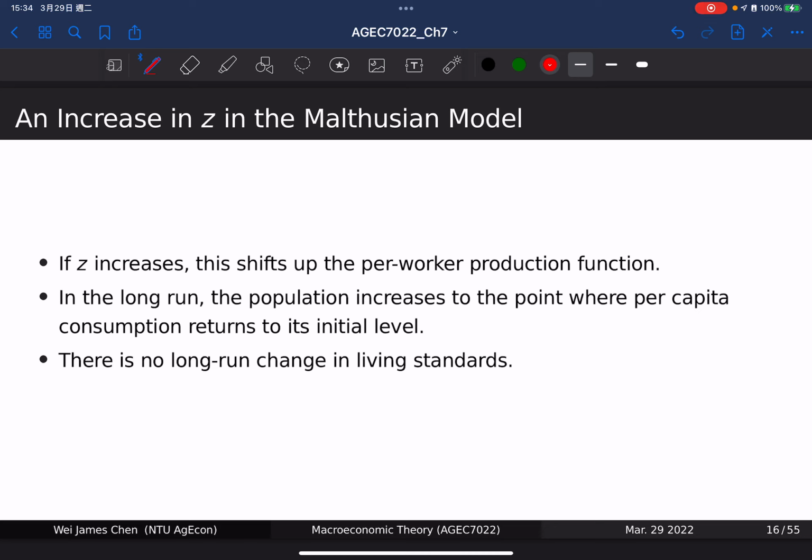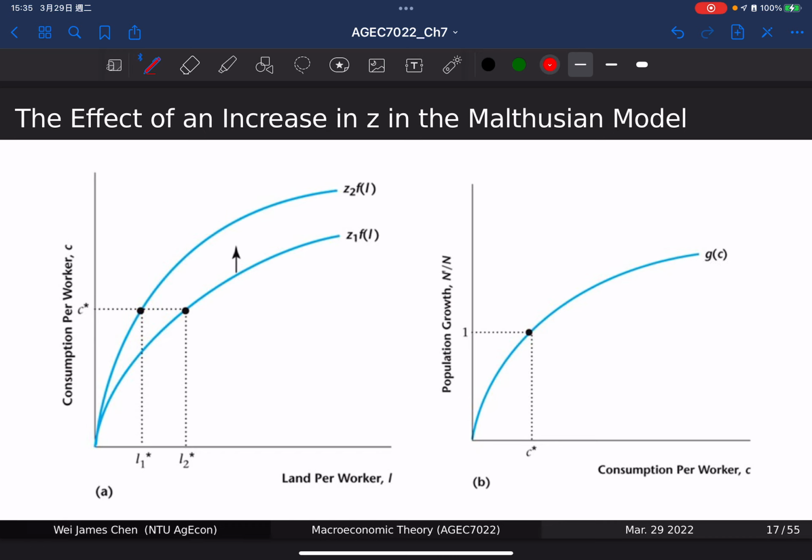Remember, we're talking about per capita consumption or per worker consumption. So there's no long-run change in living standards. The lowercase c doesn't change. That's the key. So in terms of the model, that's what it looks like. The g function doesn't change, right? It stays the same. And that's actually the key.